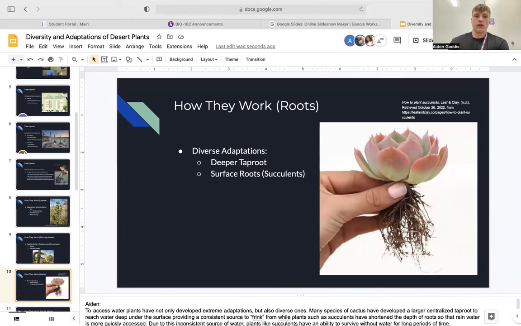And then the roots, there's two different ways that desert plants have adapted through their roots. They've either deepened their root systems like a bunch of cacti, and this allows them to reach deeper and more consistent water sources. Or they, like succulents, for instance, have very shallow, wide root systems that allow them to soak up rain when it comes. And these plants that have also had shorter root systems have adapted to going without water for extended periods of time.